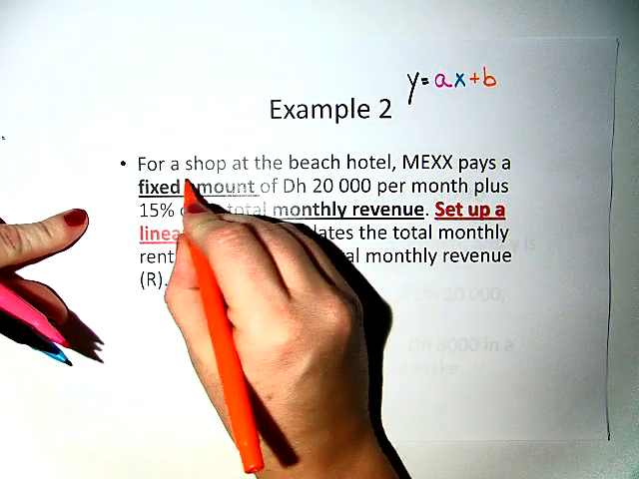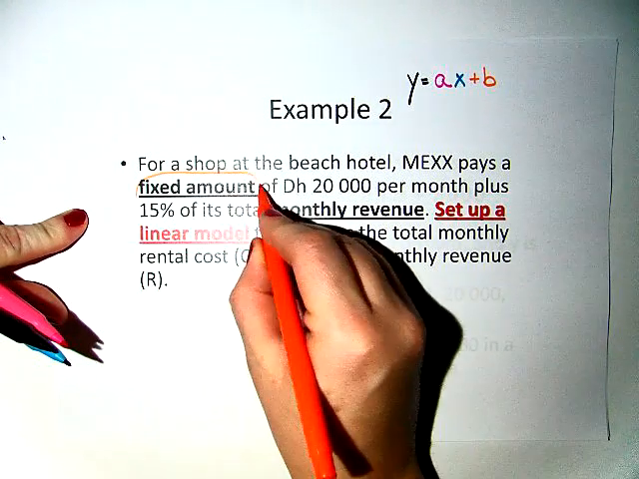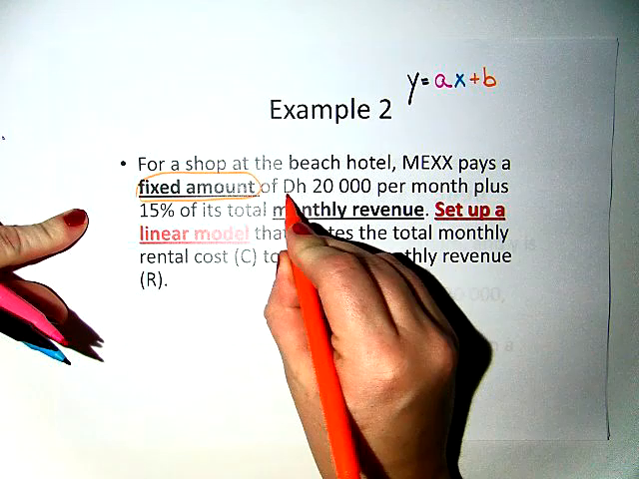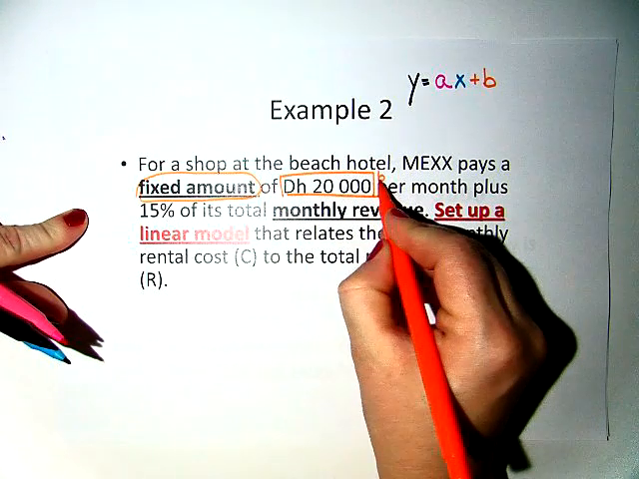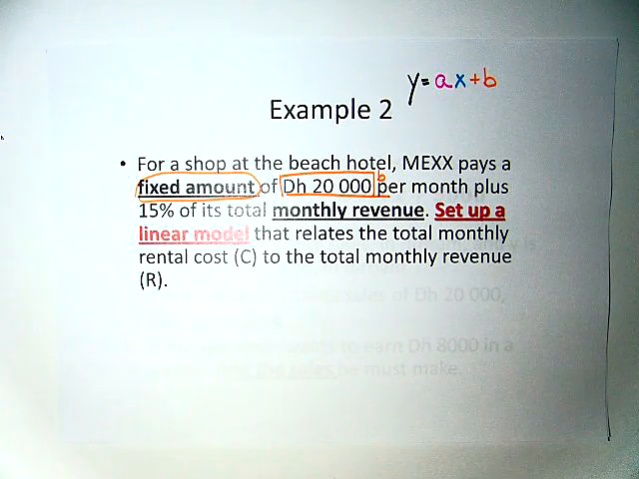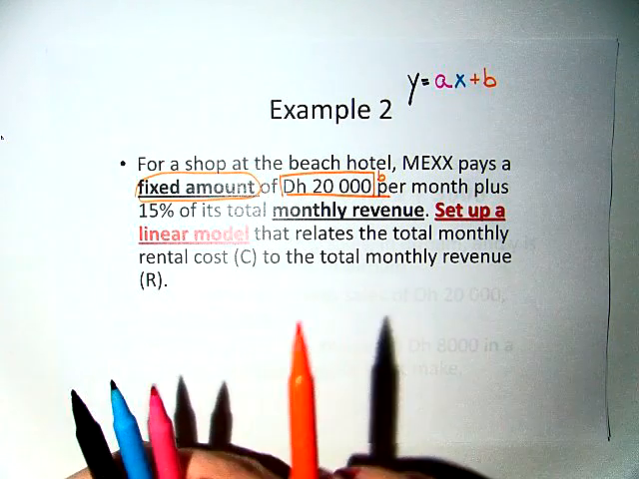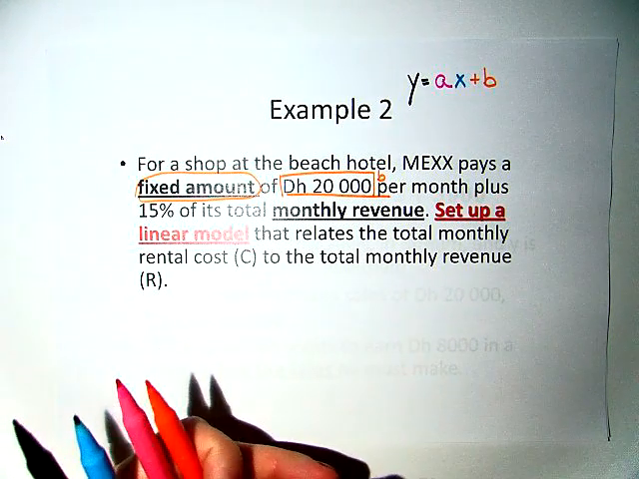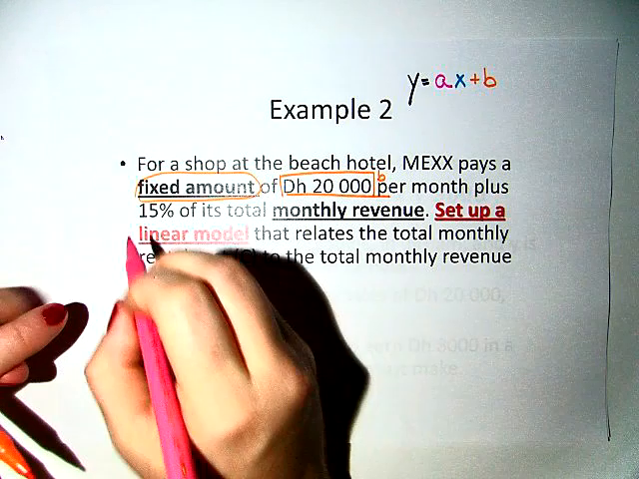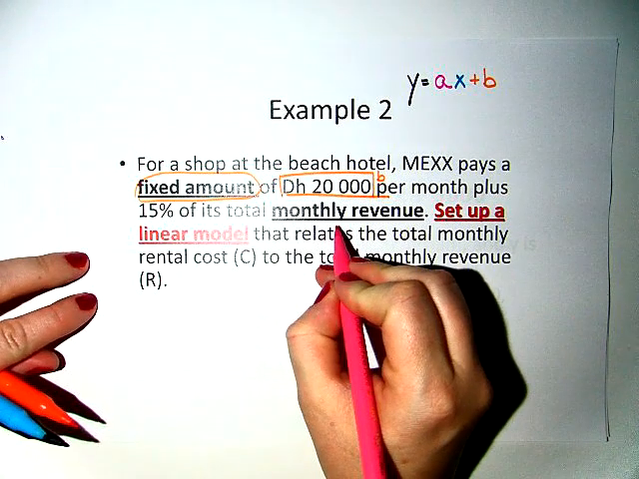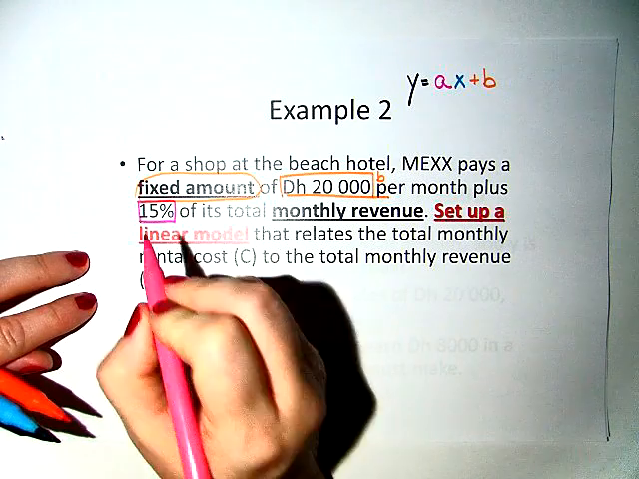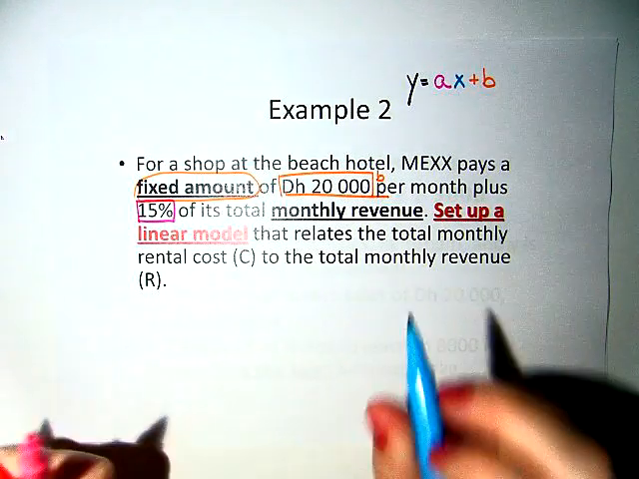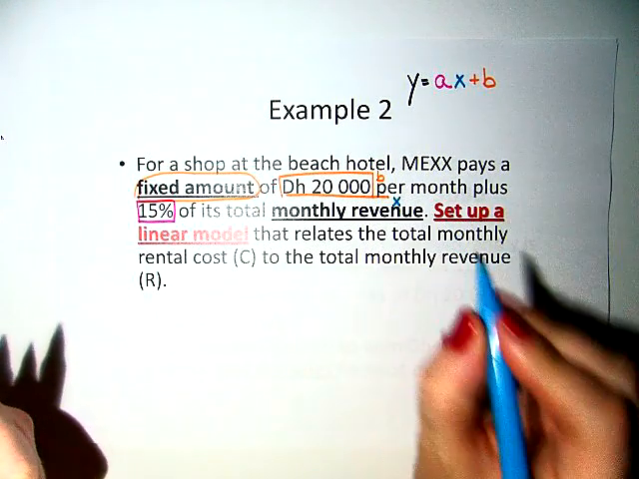Okay, so because it says fixed amount, that's a key word right here, of $20,000 per month. That means that this $20,000 is in fact our B. That won't change, that is fixed. Plus 15% of its total monthly revenue. Okay, this will change depending on how much they make per month. So 15% is our A, and how much their monthly revenue is our X.